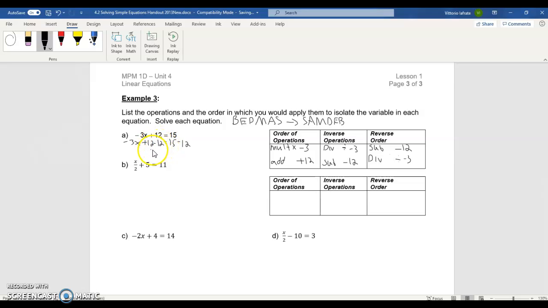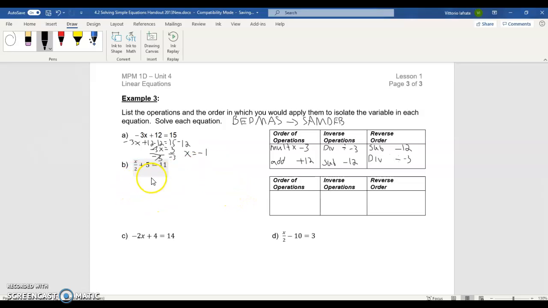So now I have minus 3x is equal to 15 minus 12, which is 3. And now I can do my division. So minus 3x divided by minus 3 is equal to 3 divided by minus 3 as well. I can cross out the -3 because they're 1. And so what I get now is x is equal to 3 divided by -3, which is -1.